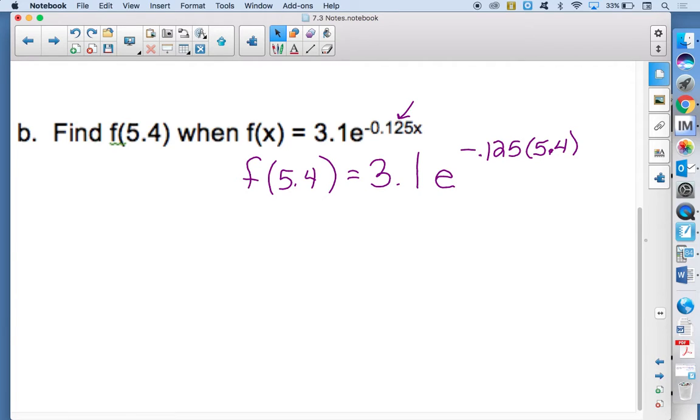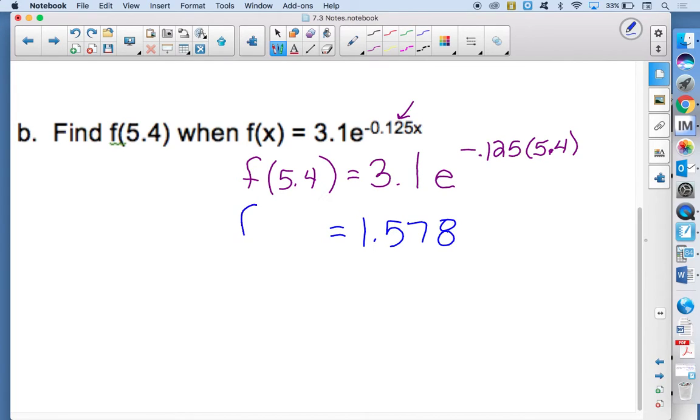Jason, did you have this one? No calculator today? So I can pick on Ryan then. What do you have? 1.578. So when you plug in 5.4, you get 1.57. Questions? Pretty straightforward, hopefully. And a lot of it's relying on the calculator.